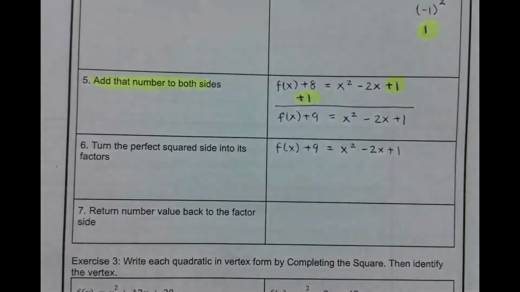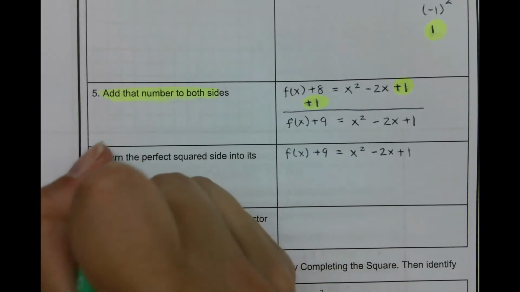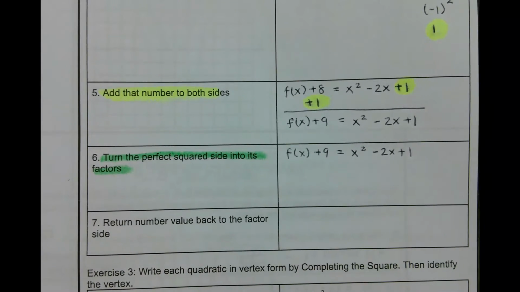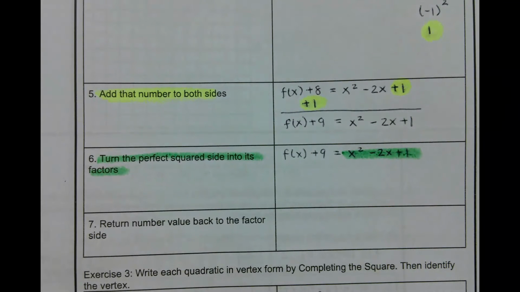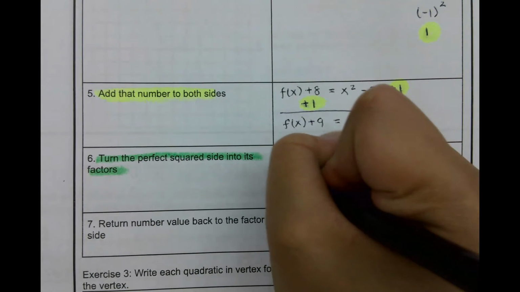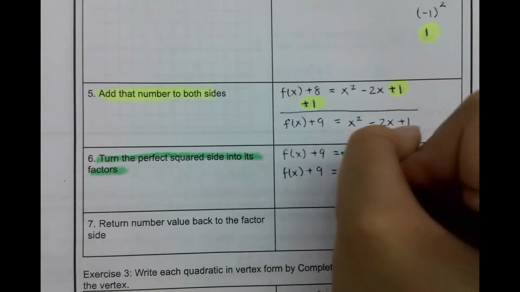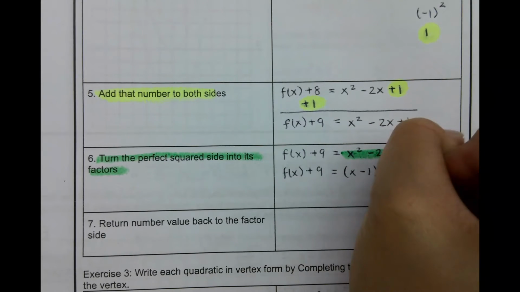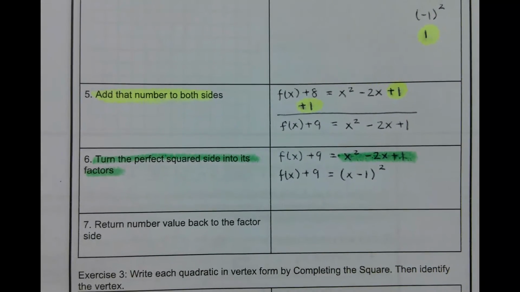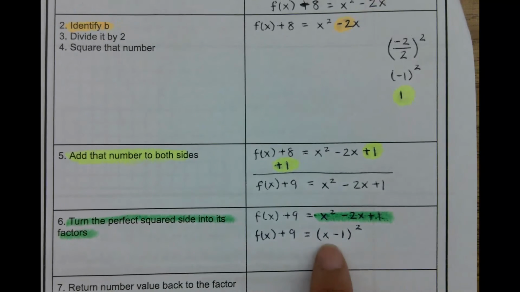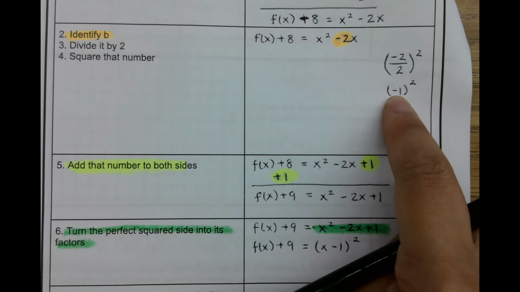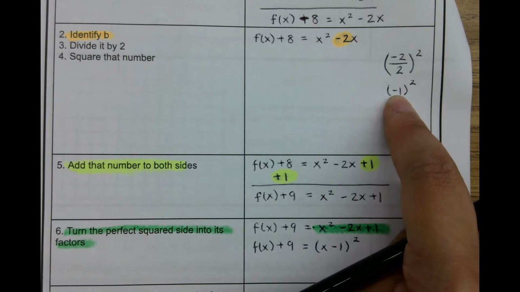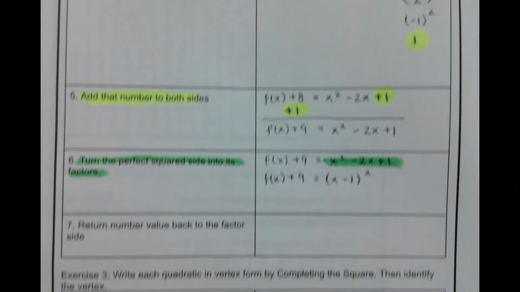Okay. Then, the next step tells me to turn the perfect squared side into its factors. Okay, so here, I'm going to factor this side. Okay, and when you factor this is a perfect square. What ends up happening is this becomes x minus 1 squared. Okay. Easy trick to not do the diamond is that this is going to be x. This number here is going to be this once you divide it by 2. It's going to be b divided by 2. Okay. So here, that's how I get this.